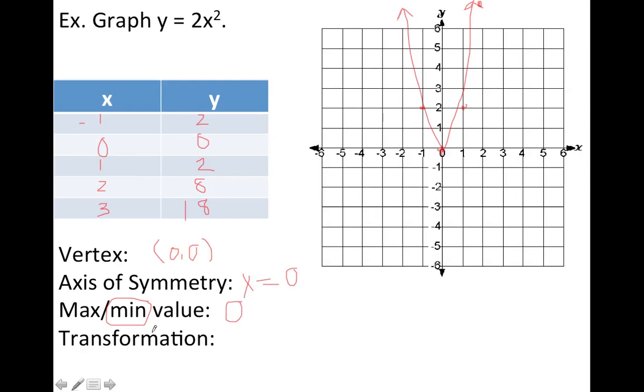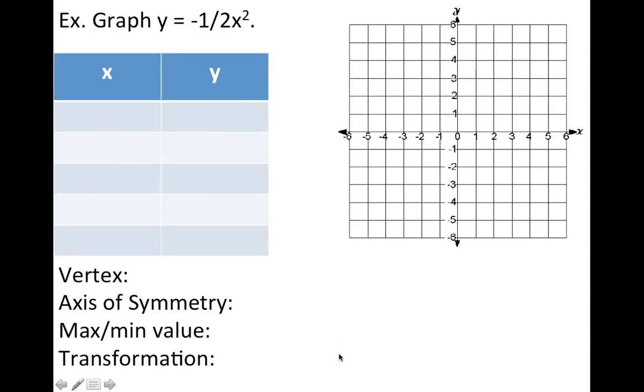And the last step is our transformations. Did we stretch or did we compress our graph? Since the number out front of your x squared term is greater than 1, it will be a stretch. So those are the only transformations we have learned so far. And there's your first parabola that you graphed.